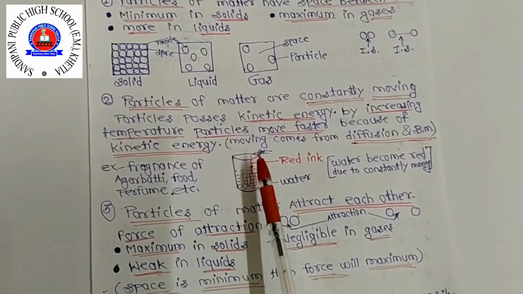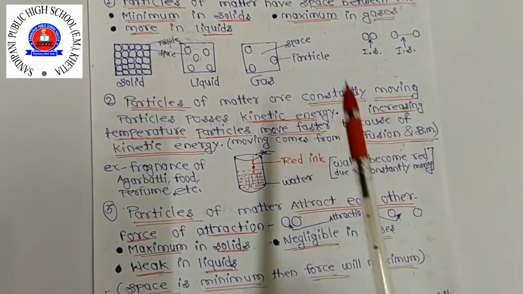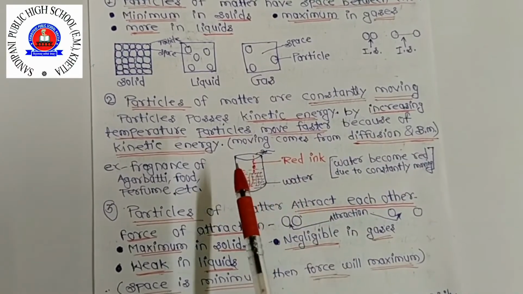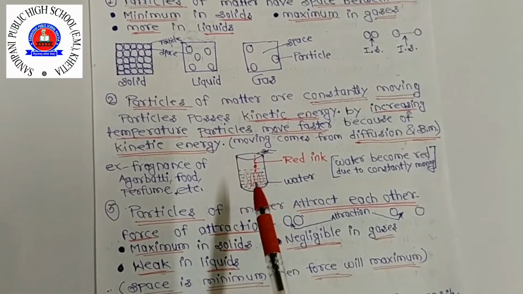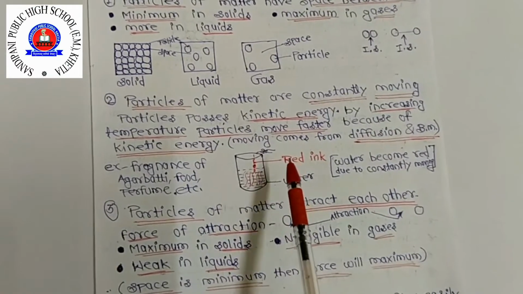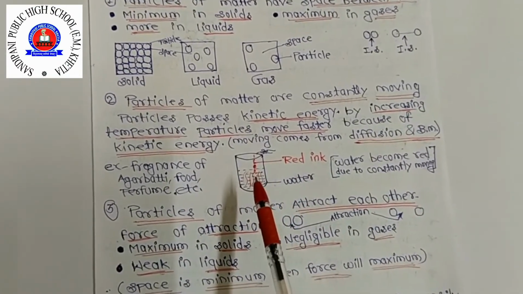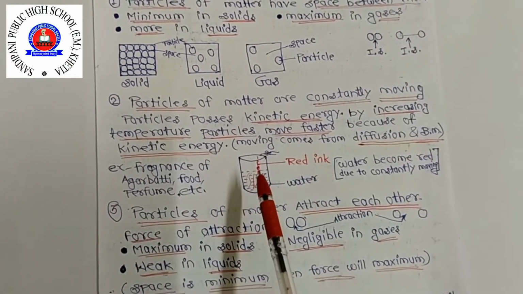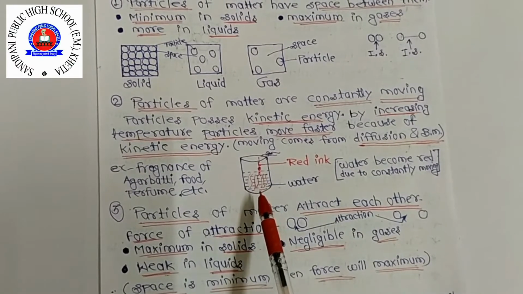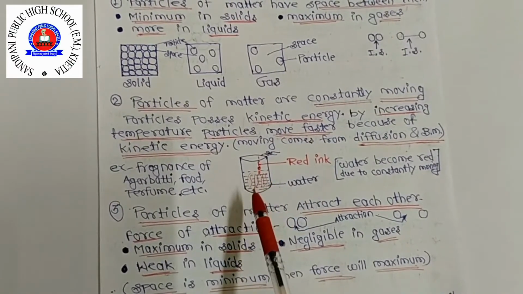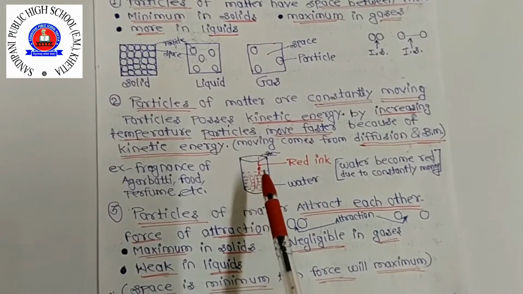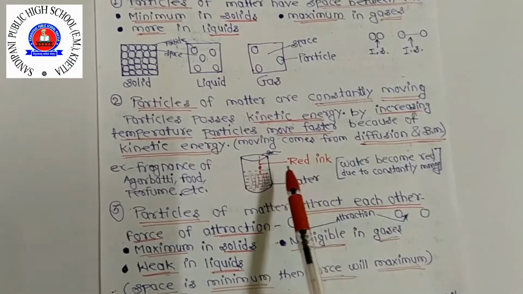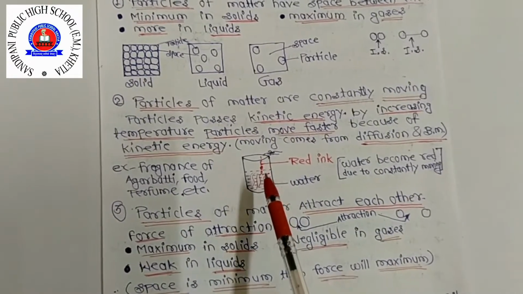Okay, so moving comes from diffusion and Brownian motion. Means in that evidence we know that diffusion and Brownian motion. So look here, this is one glass of water. Okay, so we take water and put some red ink. Then what happens? That red ink will start spreading. Okay, means both liquids are spreading, that water also and this ink also. Means they are constantly moving. So after some time you will see that water becomes red due to constant moving. So this activity shows that particles are moving.